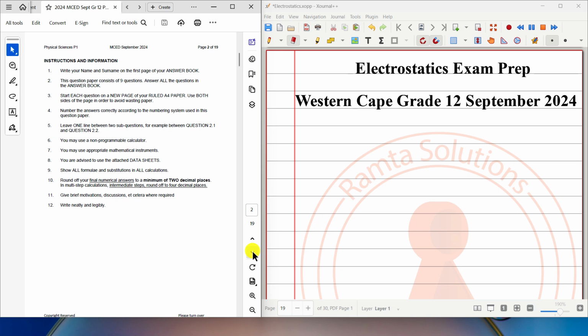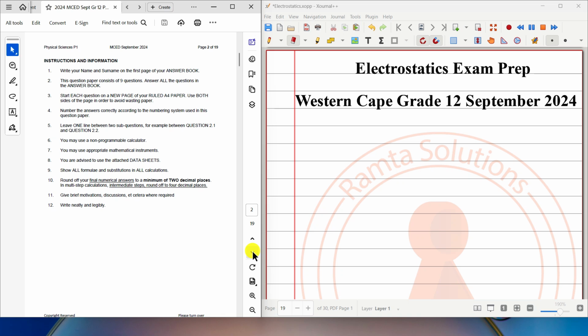I don't have to add anything. This one is what I always say. It's important. I think all provinces must have this instruction like this. Instruction 11, give brief motivations, discussions, etc. where required. Remember, guys, your physical sciences doesn't have essay questions, so try to be brief.